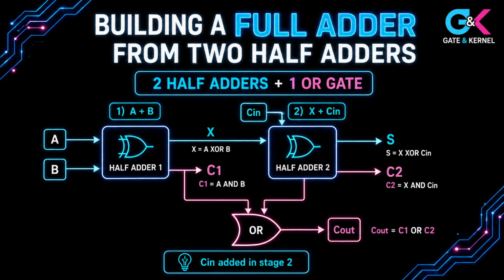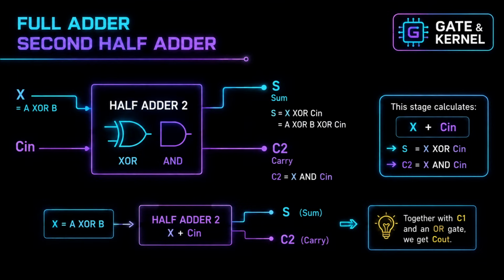Chapter 7. The second half adder. The second half adder takes X and Cin as its 2 inputs. Remember that X equals A XOR B. The second half adder calculates X plus Cin.